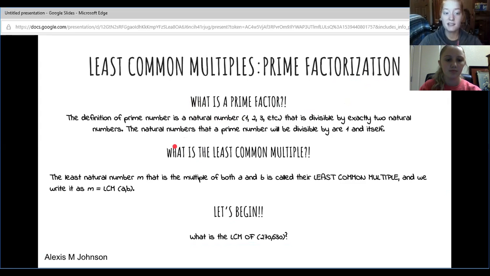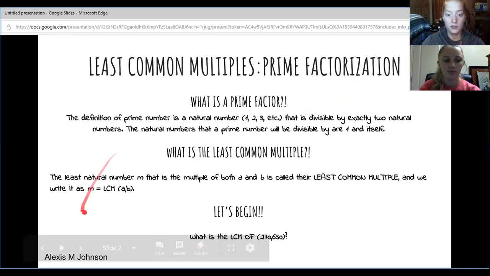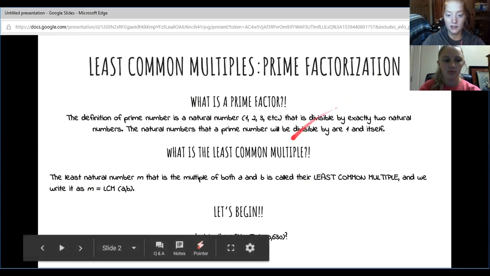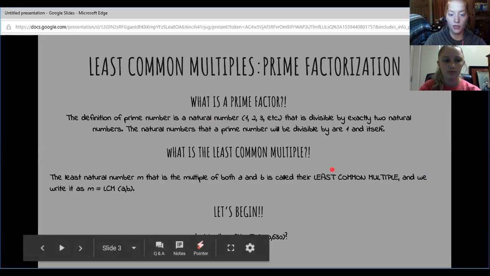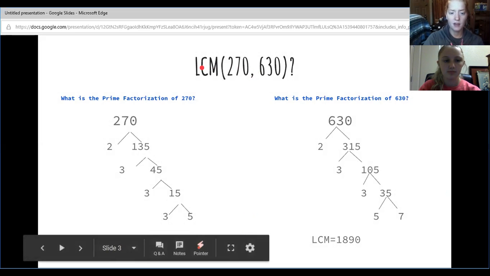Well, the least natural number, m, that is the multiple of both a and b, is called their least common multiple, and we write this as m equals LCM of a and b. So I want to do an example. Let's begin with 270 and 630. With prime factorization, you would end up doing sort of like a factor tree.